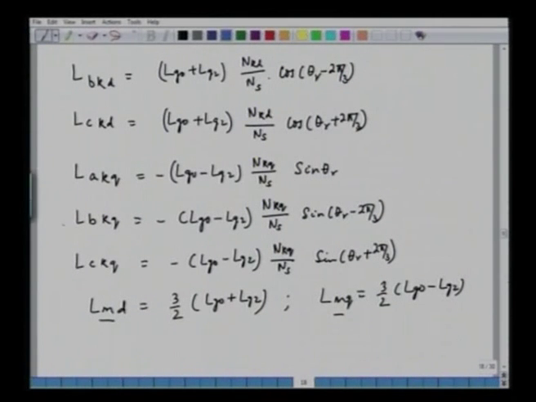LBKQ is equal to minus of (Lg0 minus Lg2) NKQ by NS into sin(theta r minus 2 pi by 3). Similarly, LCKQ equal to minus of (Lg0 minus Lg2) into NKQ by NS into sin(theta r plus 2 pi by 3). And these are actually the various inductances between the stator and the rotor, but they are actual inductances.